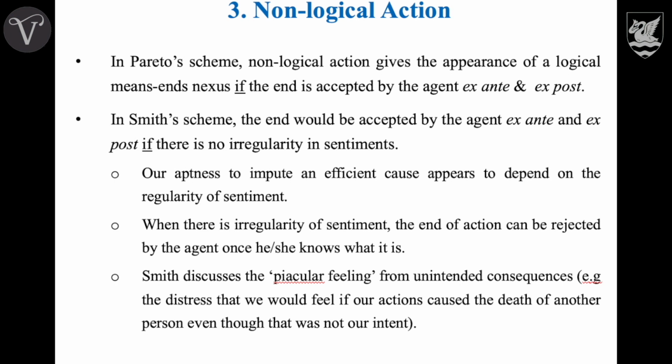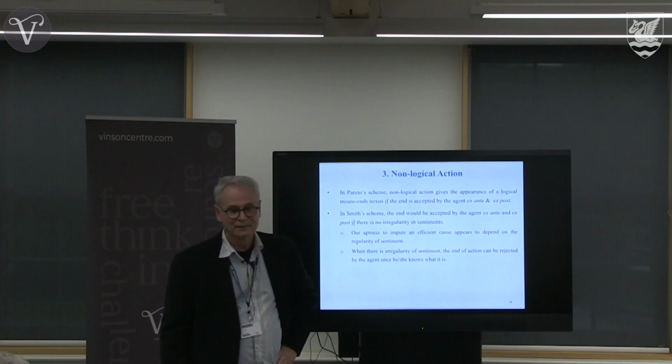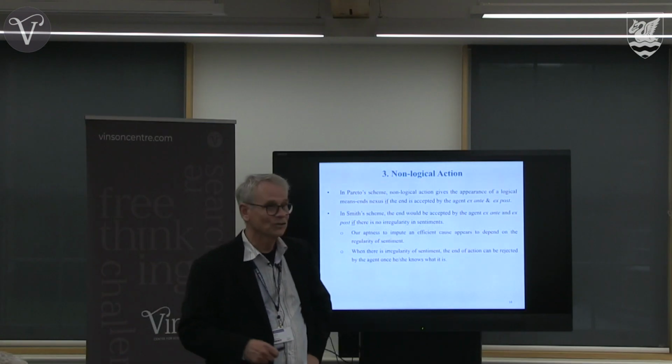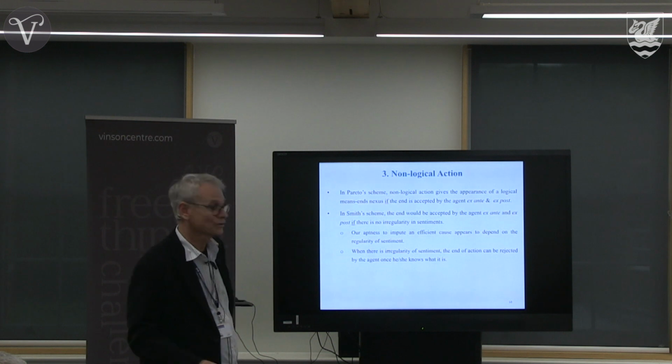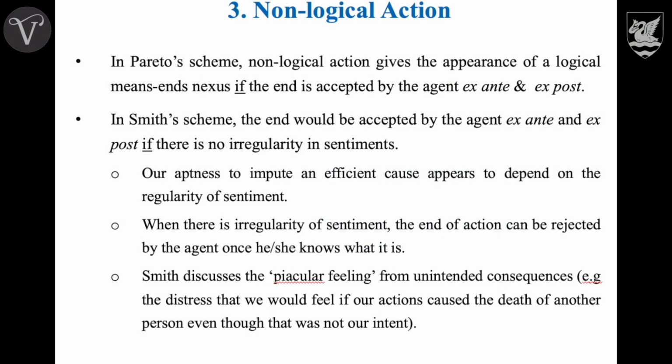So our aptness to impute an efficient cause leads us to depend on the regularity of sentiment. When there's an irregularity of sentiment, however, the end of action can be rejected by the agent once they know it. There's an unintended consequence and you don't like it, and you would not do it if you could change your mind. And this is something that Smith is concerned about. So this is where Smith discusses the piacular feeling, and his example is the distress you would feel unintentionally killing somebody. Okay? It's not your intention. There is no reasonable basis for expecting your actions to kill someone, but having killed someone, a moral person would still feel very bad about it.